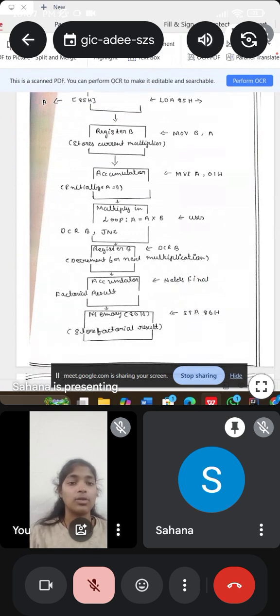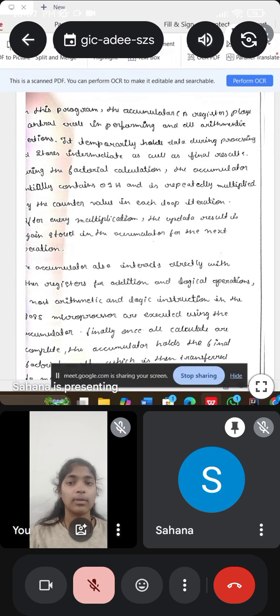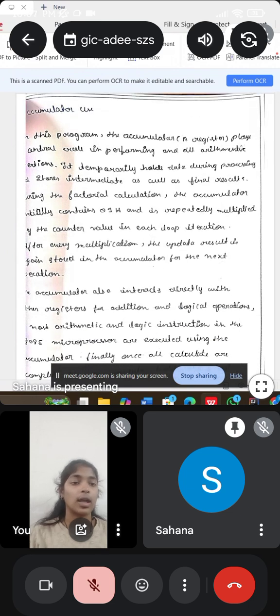And uses of an accumulator. The accumulator holds and updates the intermediate result after each multiplication. It acts as the main arithmetic register for the factorial calculation. All additions during the multiplications are performed using the accumulator. Finally, the accumulator contains the factorial value, which is stored in the memory location 86.